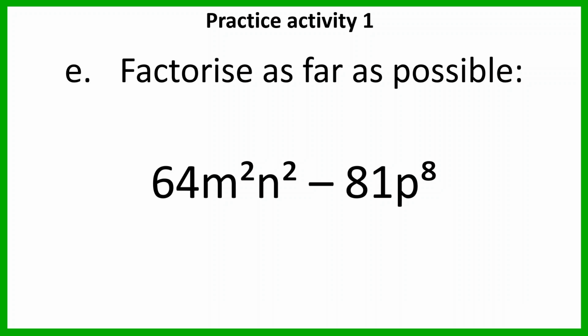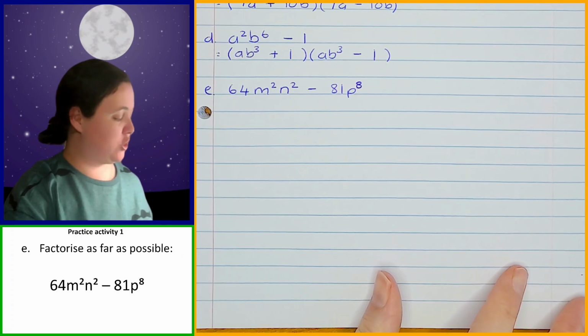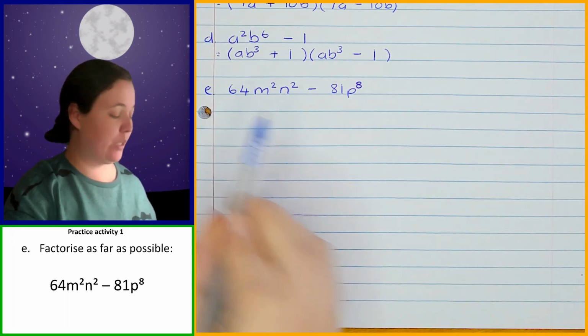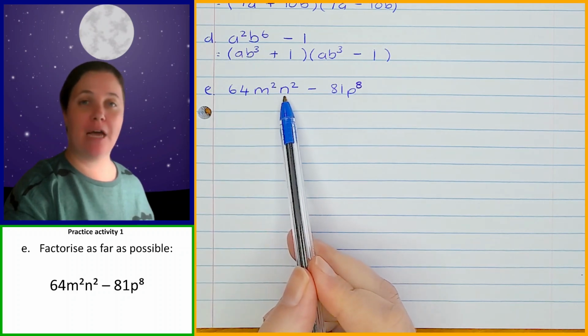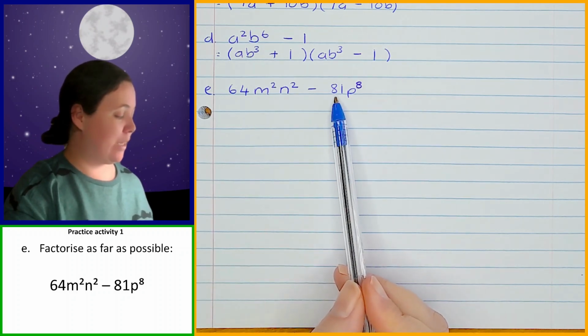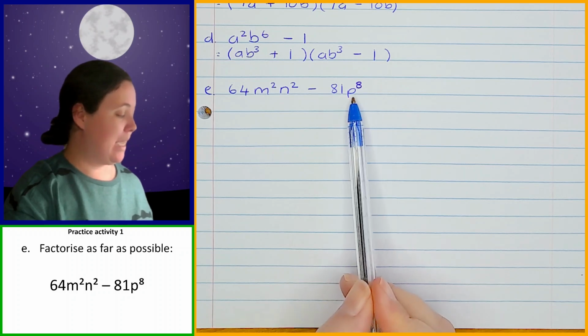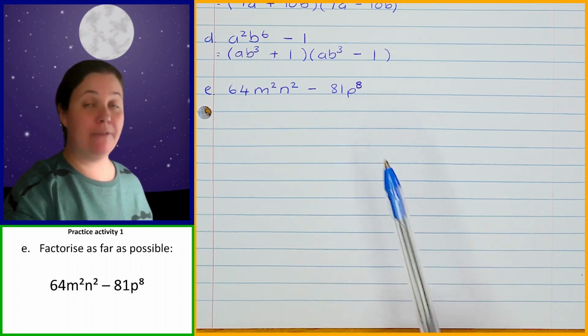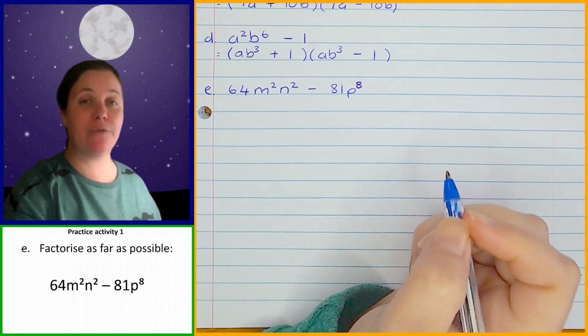Okay, so let's go through that question. So for question E, we've got 64m squared n squared. 64 is a perfect square, and m squared and n squared both have even exponents. Then we've got 81, which is a perfect square, and p to the power of 8, where 8 is an even exponent. Okay, and I'm minusing. So this is difference of two squares.